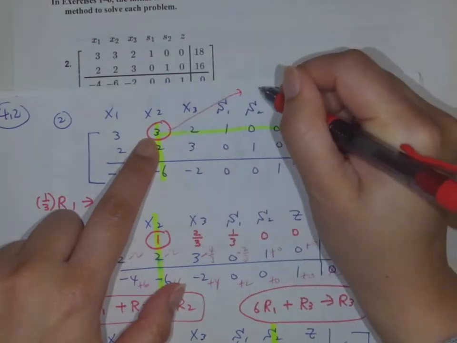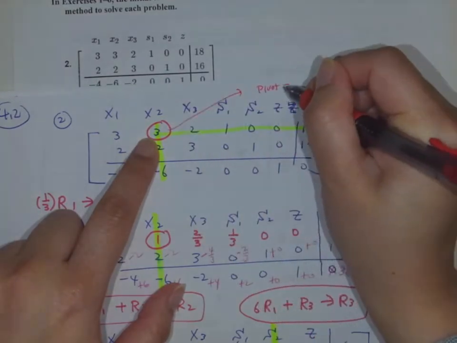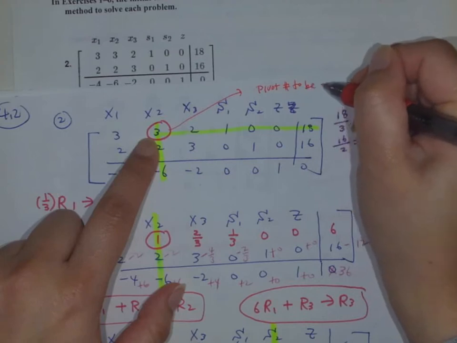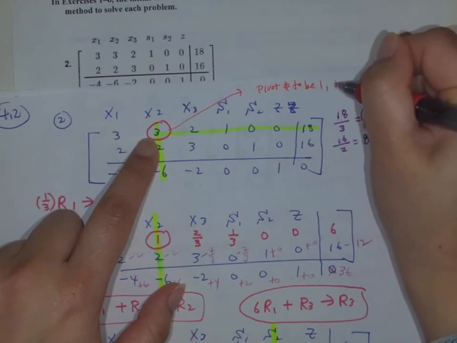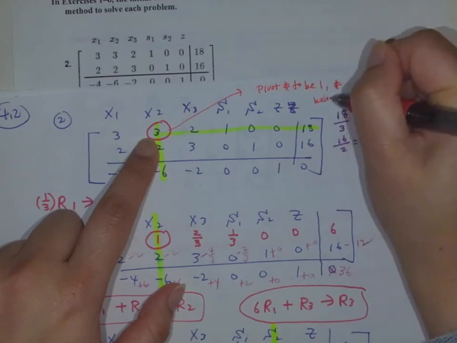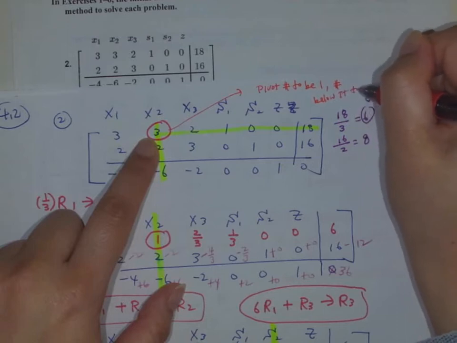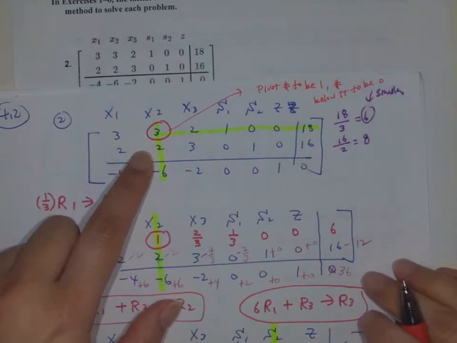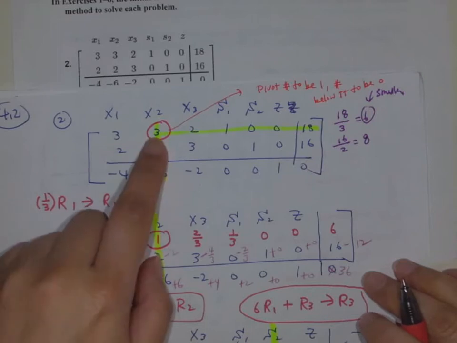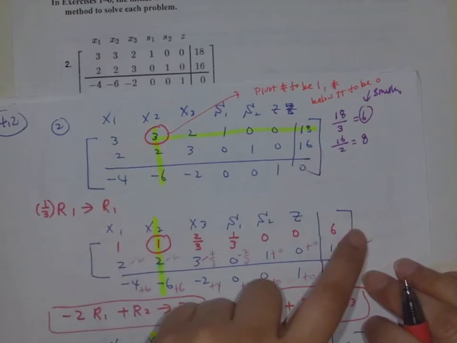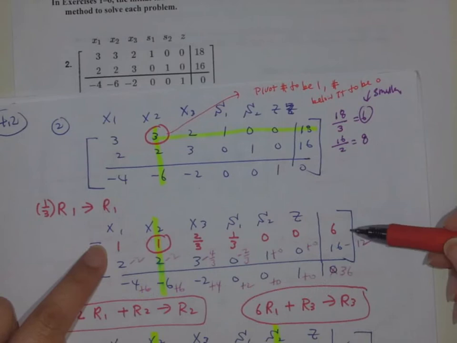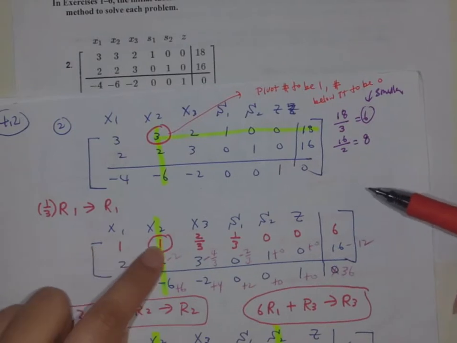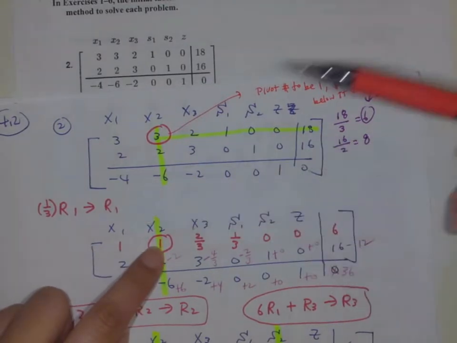So to be 1, and the number below it to be 0, right? Using all the row operations. To do that, we just need to divide everything by 3, right? So if I do that, I get that. So now my pivot number is 1 using these row operations.